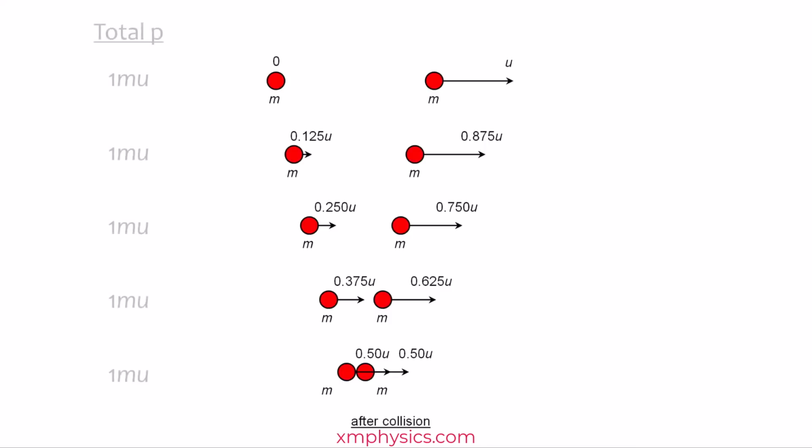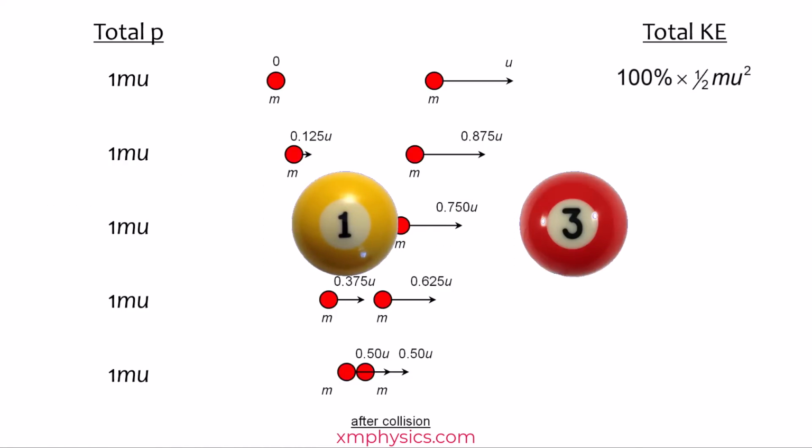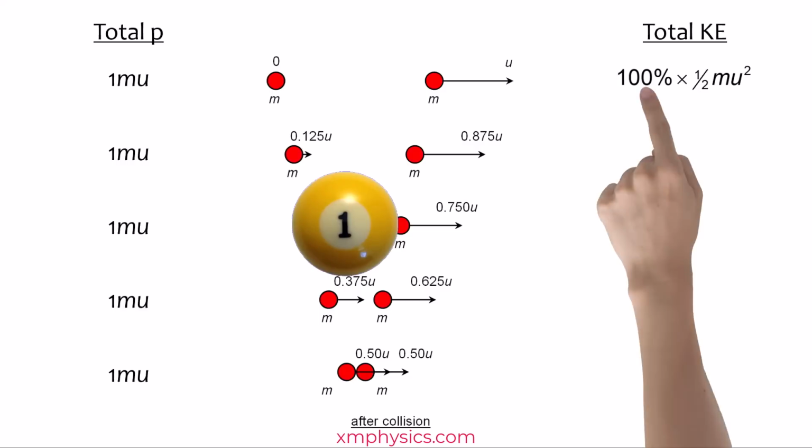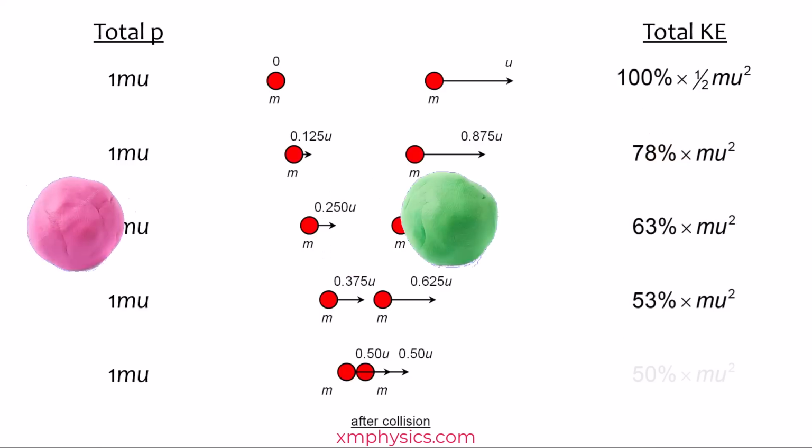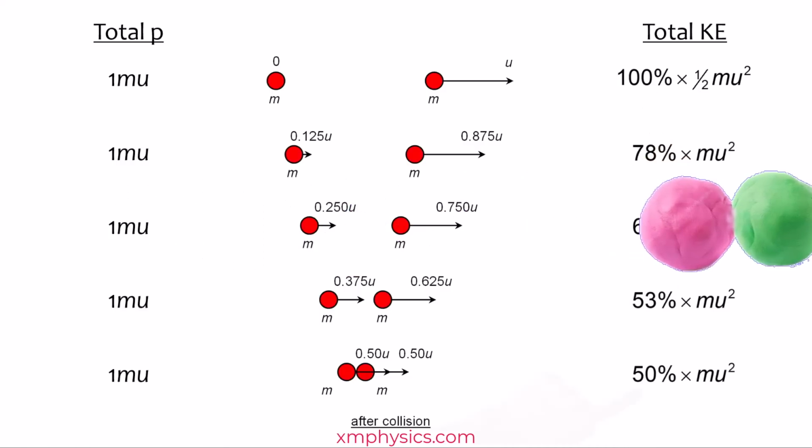Notice that momentum-wise, all of them have the same total momentum of 1 mu before and after the collision as dictated by PCOM. But KE-wise, the elastic collision retains 100% of the initial KE, whereas the perfectly inelastic collision retains only 50%.